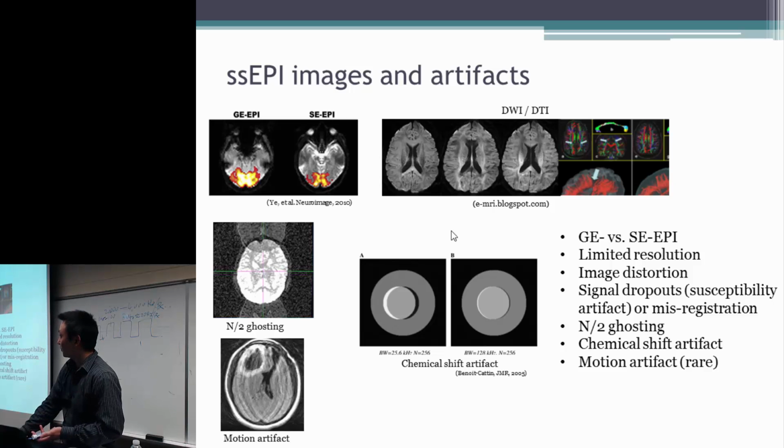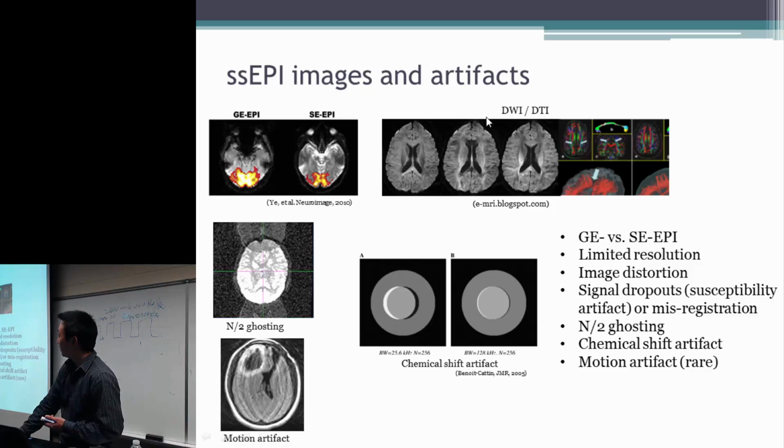So this is the comparison of the fMRI results. Here the subject was looking at a flashing checkerboard. We can see that the gradient echo EPI can give you much stronger activations in the visual cortex, while the spin echo EPI can give you smaller activation, but it is supposedly more localized. So there are different pros and cons for both methods.